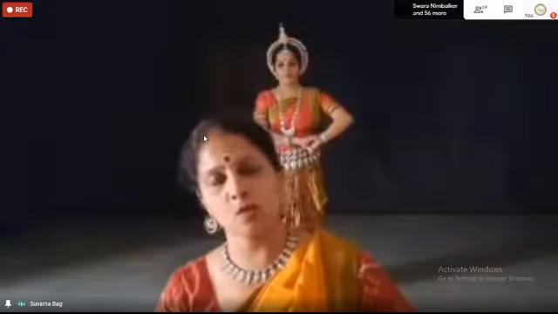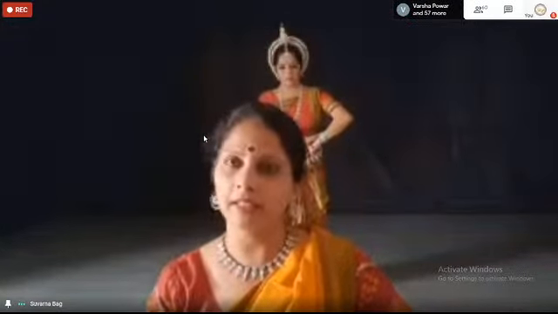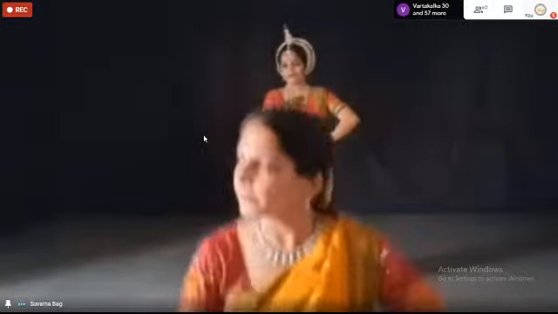And of course, the gestures defined in the Abhinay Darpan are also very, very regularly used, the single hand and double hand gestures. But apart from that, this is an additional vocabulary with the Odissi dance form. Let us now move on with the presentation.